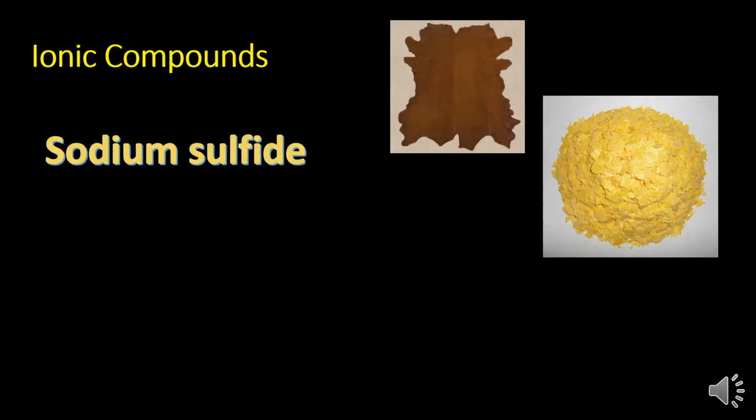How to write ionic compounds. This is sodium sulfide. It's used in many industries, but one common usage is to remove the hair from leather hides. Anyway, all right, whatever. Moving on. So first you have to write the ions.